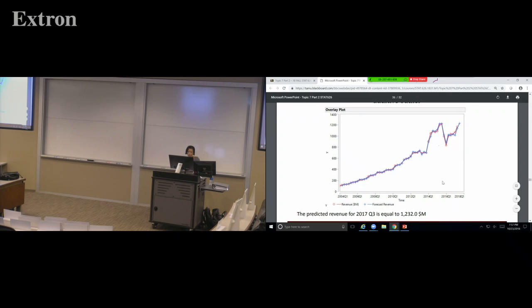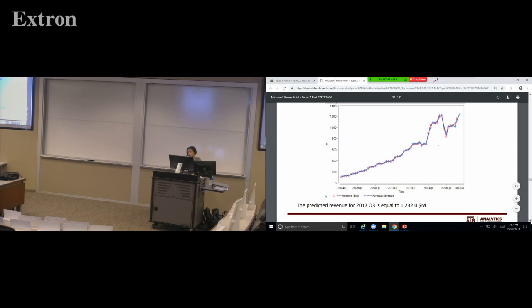And so this is a visual of the forecast using the model, the SARIMA model with the 3 level shifts and the 1 additive outlier. So that's what our model looks like when you use time series.